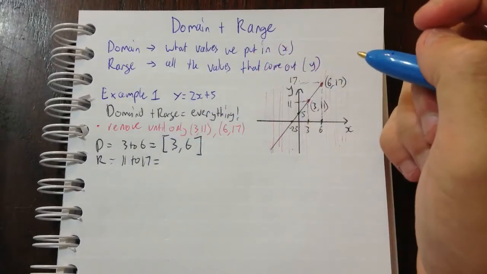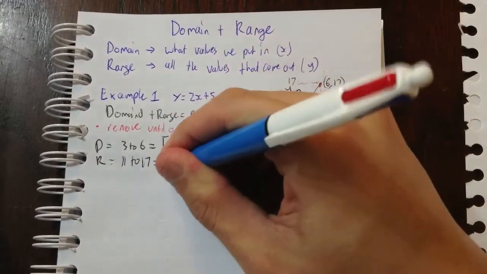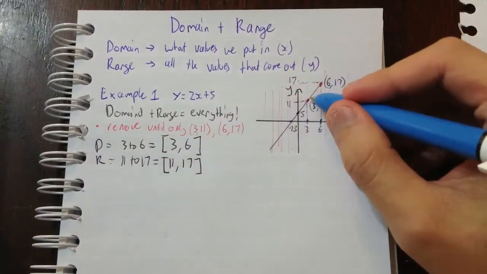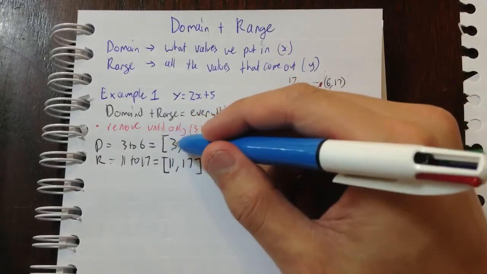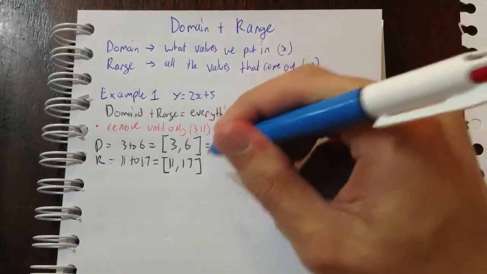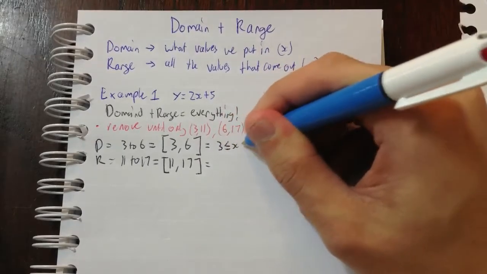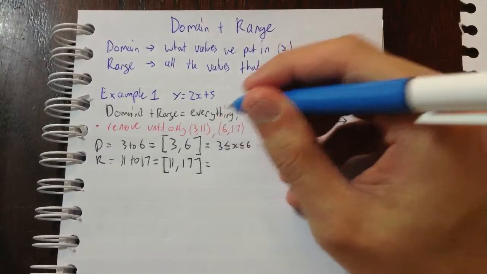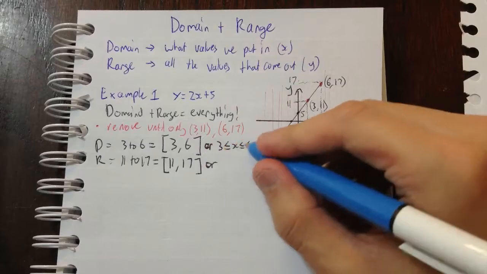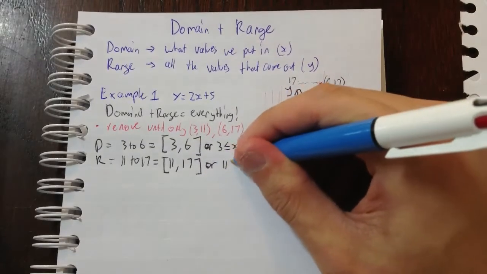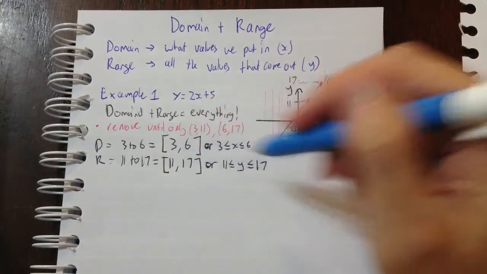So if we were to do the same thing to the range, what would it be? It would be between 11 and 17. So you have to note that we put the smaller number first. I could put 6 and 3, but that doesn't make sense, because the way this works is, here's the smaller number, it can go up to the bigger number. Now another way to write this is, we know that x is between 3 and 6, or y is between 11 and 17. Okay, so these are a few different ways to write it.